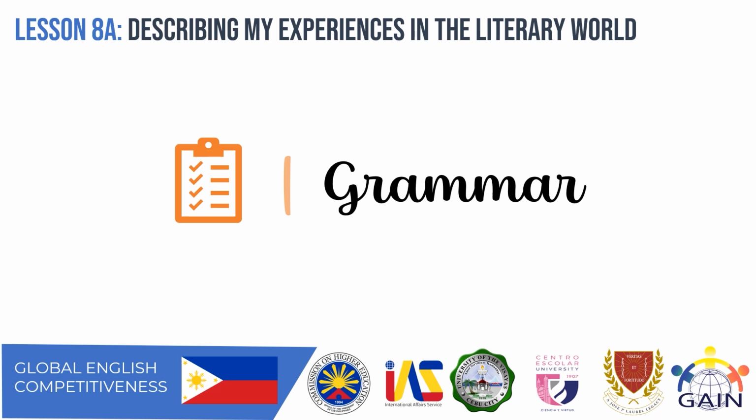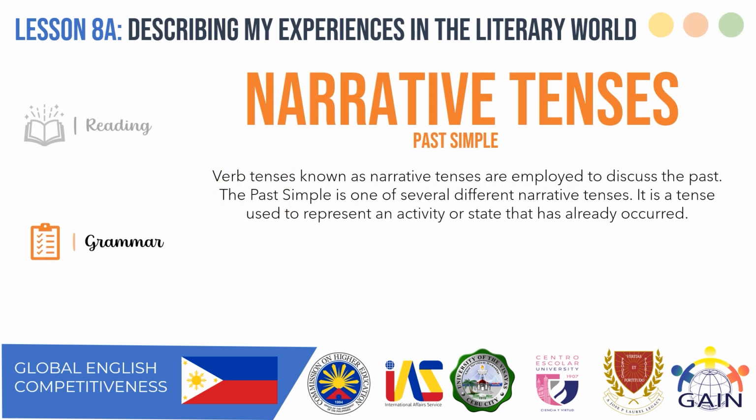Now for our grammar lesson, we'll be talking about narrative tenses, specifically the past simple tense. Verb tenses known as narrative tenses are employed to discuss the past. The past simple is one of the several different narrative tenses. It is a tense used to represent an activity or state that has already occurred. The past simple tense is formed by adding d, ed, changing y to ied, or a complete new word is formed.